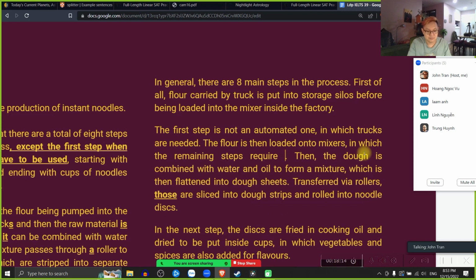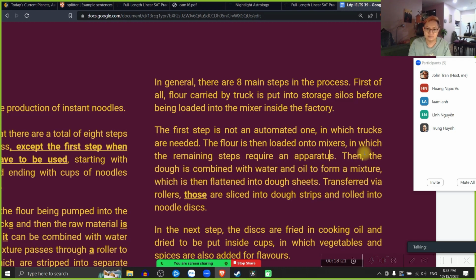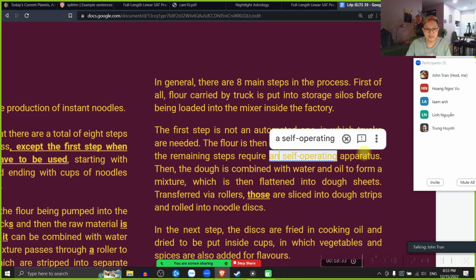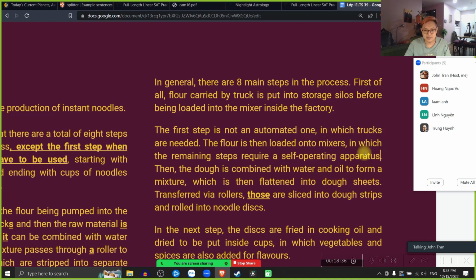Require an apparatus. A self-operating apparatus, in which the remaining steps require a self-operating apparatus, for example.